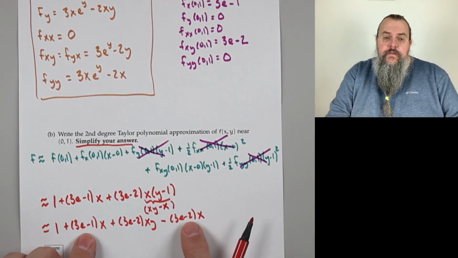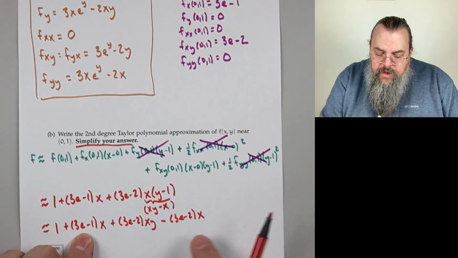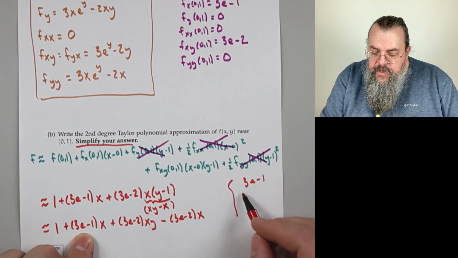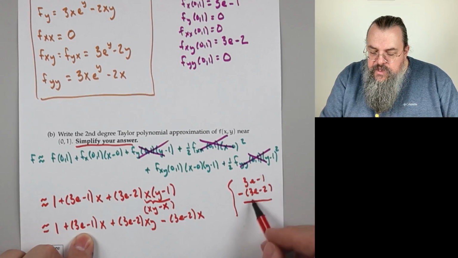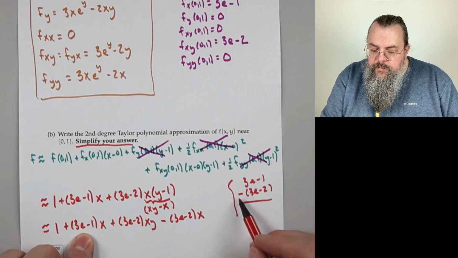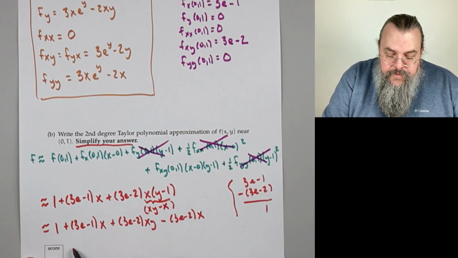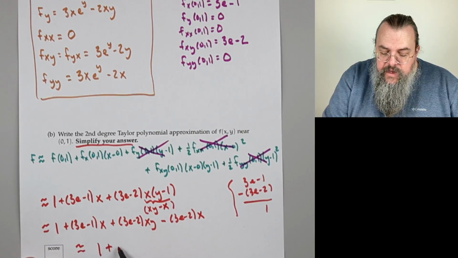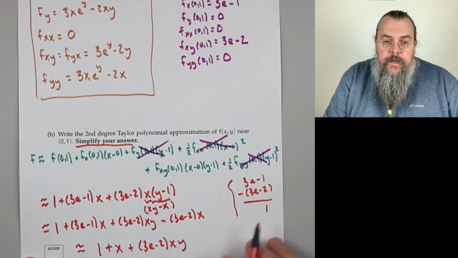Oh, well, wait, those could be combined. So let's think about that. We have 3e minus 1. You can do it on the side here. 3e minus 1, subtract 3e minus 2. The 3e's cancel. Minus 1 minus minus 2 leaves us with just 1. So we could say, oh, this is 1 plus x plus (3e minus 2)xy.